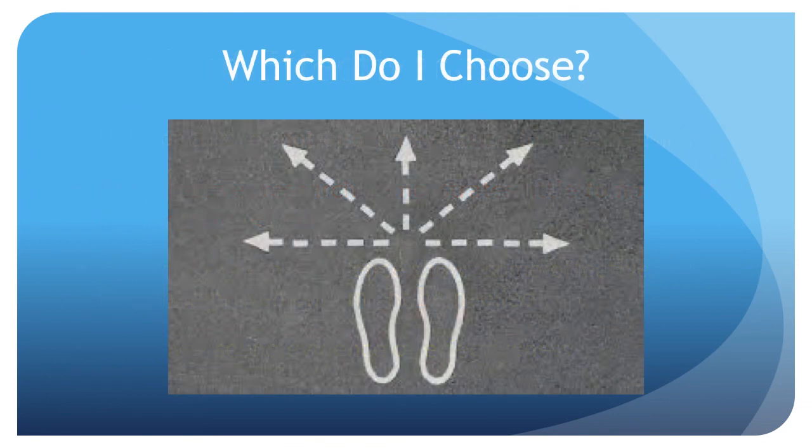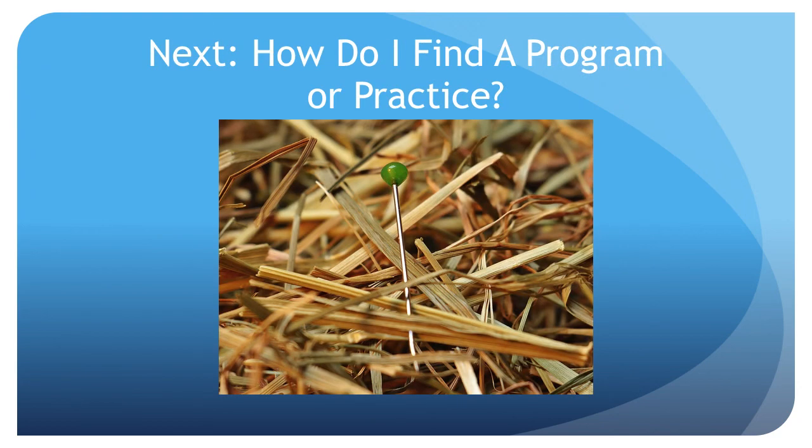This process allows SAMHSA to do our homework for us to some extent. It helps us narrow down the list of potential programs and practices that will help us be successful. So in our next video, I will show you how easy it is to use the NREPP website to find an effective program or practice, and I'll provide some important considerations to keep in mind when deciding which program or practice to pursue. We'll actually walk through the website, and I'll show you how you would do a search.